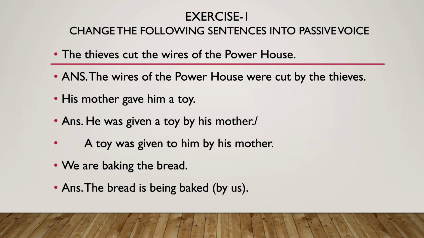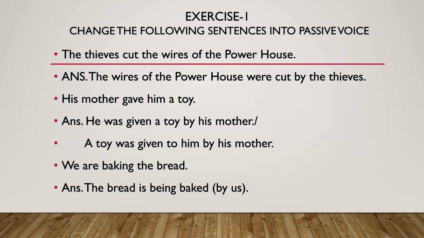So, in the past simple, the passive verb form is was or were plus third form of the main verb. Here, the wires of the powerhouse are plural, so we will use were. So, the wires of the powerhouse were cut, as the third form of cut is the same, cut. So, the passive voice will go like this. The wires of the powerhouse were cut by the thieves. Don't make a mistake of not changing the verb form. Otherwise, there will be the distortion of meaning.